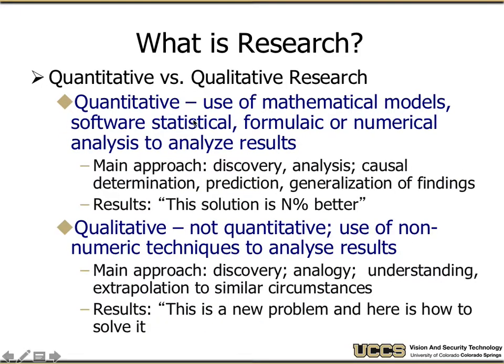Actually, I guess I should talk about these. So there are different types of research. We'll talk about quantitative research. This is where you use mathematical models, software, statistical analysis, formulaic and numerical models to analyze the results. Okay, these results are quantitative by the name of it, right? And these tend to have very quantitative orientations. So our goal is to say our solution is n% better than somebody else's. Okay, you're solving problems other people do.